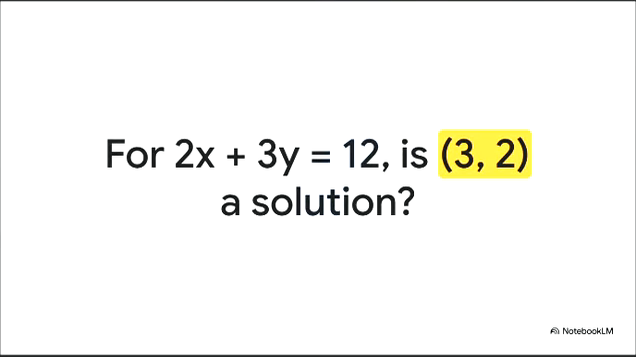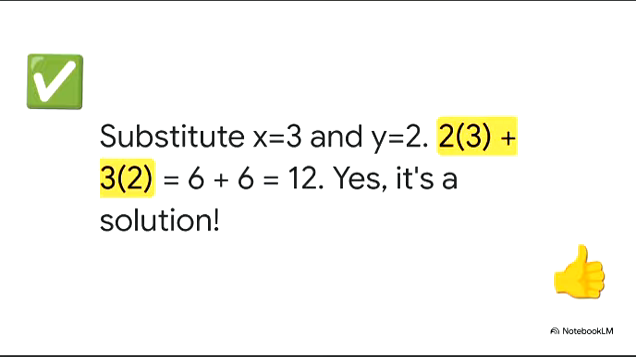Let's test this out. For this equation we've got on screen, could the pair 3, 2 be a solution? And just a quick reminder, when you see a pair like that, the first number is always x and the second is always y. So how do we find out? Simple. We just plug the numbers in. We swap out the x for a 3 and the y for a 2. So 2 times 3, that's 6. And 3 times 2, that's another 6. And what's 6 plus 6? It's 12. It works. So yes, absolutely, the pair 3, 2 is a solution.